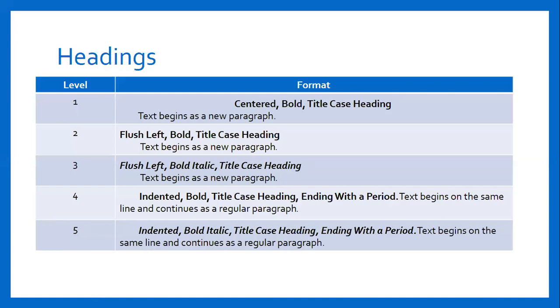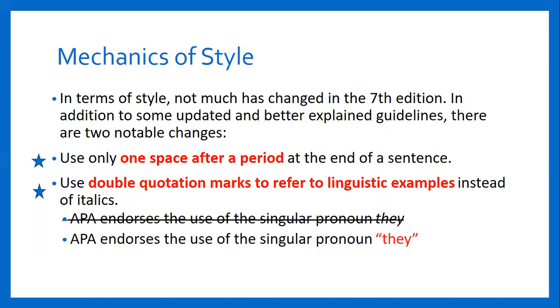Headings within the paper have been simplified, particularly levels 4 and 5. The heading structure is in the manual and it's on the APA website, so I needn't go into that in any detail. Regarding style, only a couple of changes.